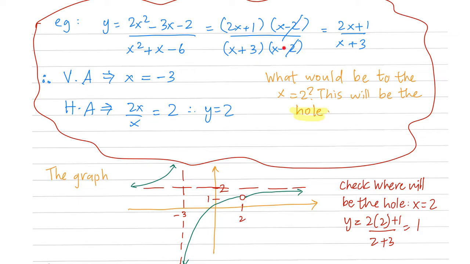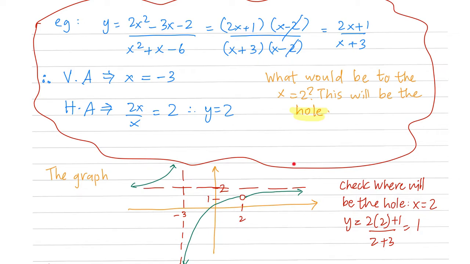But what happened when we cancel it off? The impact is actually that at this x value there will be a hole in the graph. Somehow the graph won't touch or won't be plotted at this point.